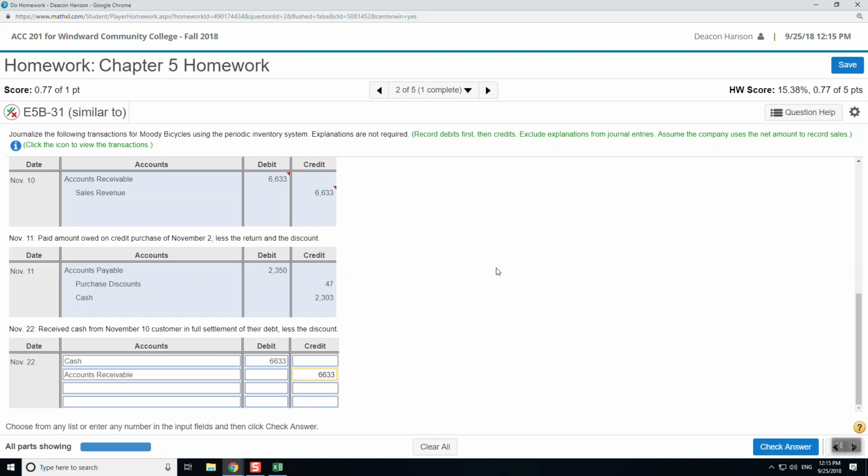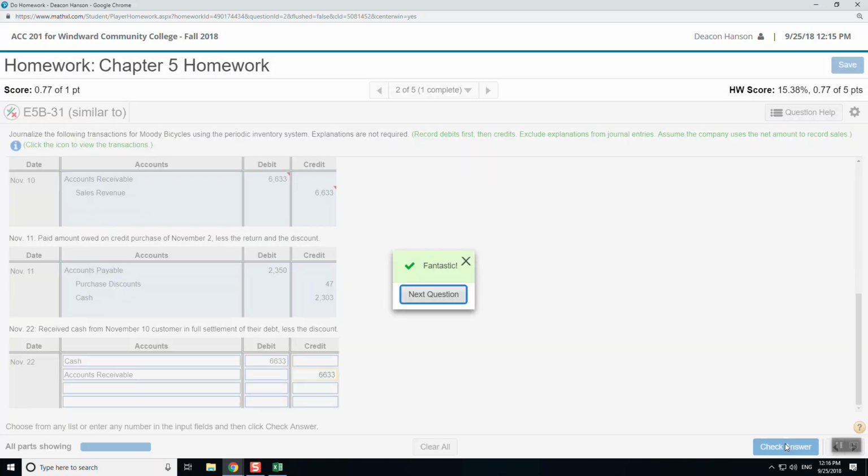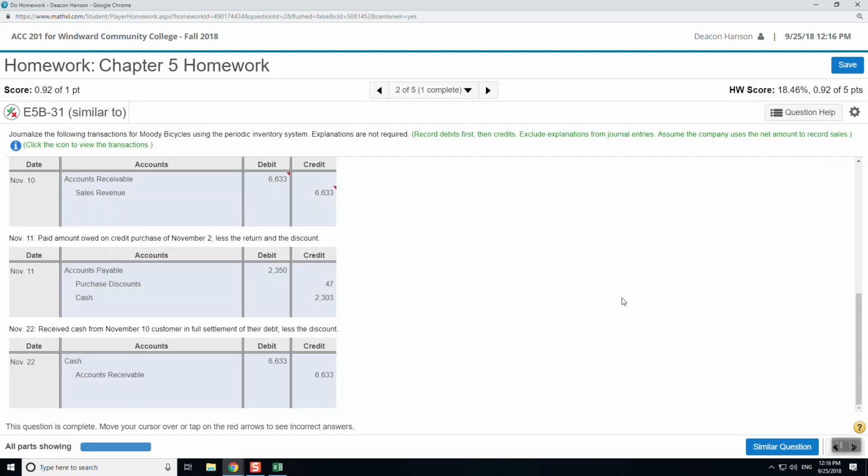Did anybody try this problem? What did you get on this last one? How did you record your last entry? Regular. Just like that? Yeah. See, the problem with this is when you do it in the net method, you're not showing your sales discount, which is a contra revenue account. Yeah, I would have shown the discount. I kind of feel like it shorts you a little bit on your full understanding of this thing.